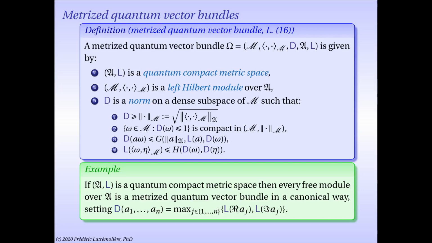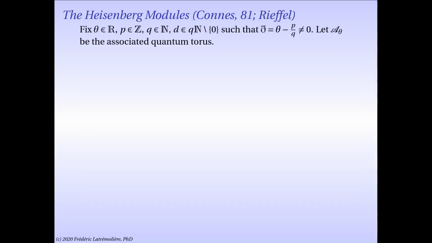We now turn to a truly non-commutative example, the Heisenberg module over the quantum 2-tori. We fix a real number theta, an integer p, and a natural number q. We also choose a non-zero natural number d, which is a multiple of q. We set f to be the difference of theta minus p over q, and we assume that f is not zero. Let A theta be the quantum torus for the deformation parameter theta, that is, the universal C-star algebra generated by two unitaries U and V, such that UV is exponential 2i pi theta VU.